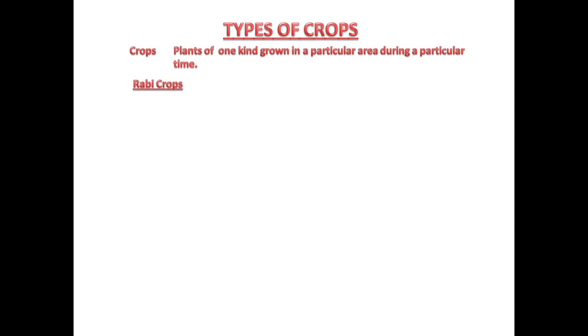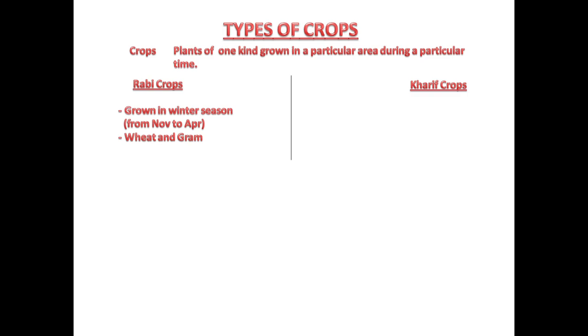Now children, you must know what are crops. Crops means plants of one kind grown in a particular area during a particular time. There are two types of crops, Rabi crops and Kharif crops. Rabi crops are grown in winter season, that is from November to April. And examples of Rabi crops are wheat and gram.